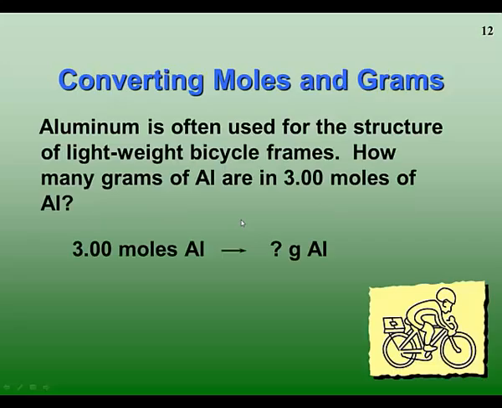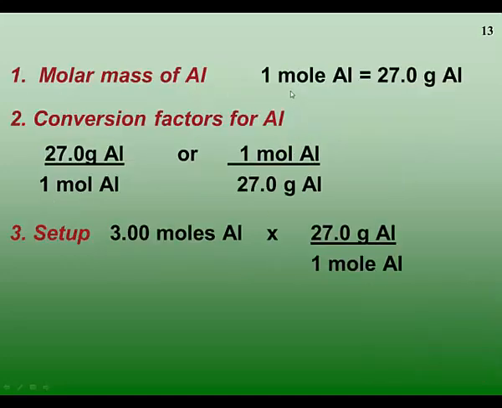So here's an example problem. Aluminum, bikes, yay. 3 moles of aluminum would be how many grams? How much would that look like on a balance if I had 3 moles of aluminum? So once again, here's my equality. 1 mole of aluminum is 27.0 grams of aluminum. This comes from the periodic table. If you don't have a periodic table, get one. Find it right now, and you'll see that it's 27.0 grams for every 1 mole.